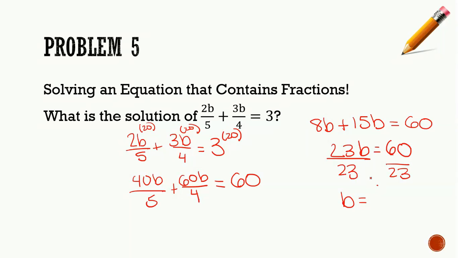60 divided by 23, there's no numbers that can come out of 60 and 23. So we're just going to leave it as 60 over 23. Same answer. There's a decimal for that. It's really long, it's really gross, doesn't end really nice. So we're just going to leave it as 60 over 23.